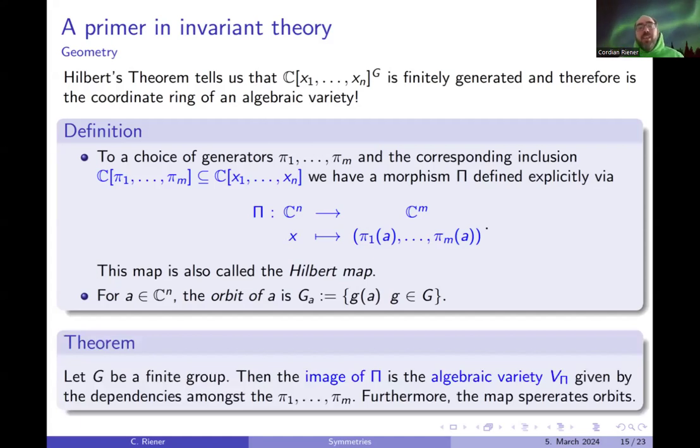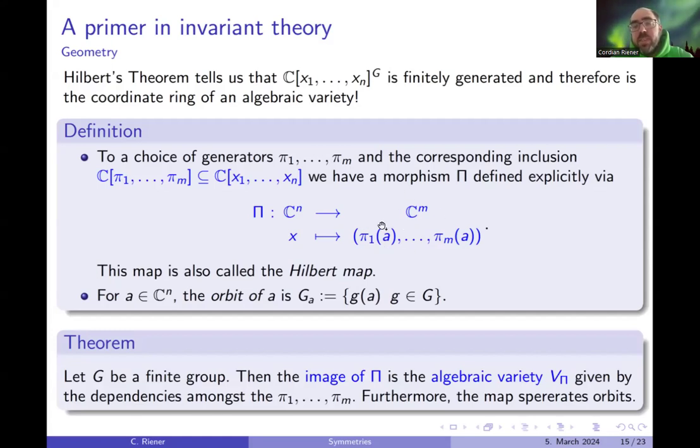Okay, so the interesting thing is now, if I take a finite group and I look at the image of this polynomial map, then this is exactly the algebraic variety which is defined by the, so this is a map that lives in Cm.